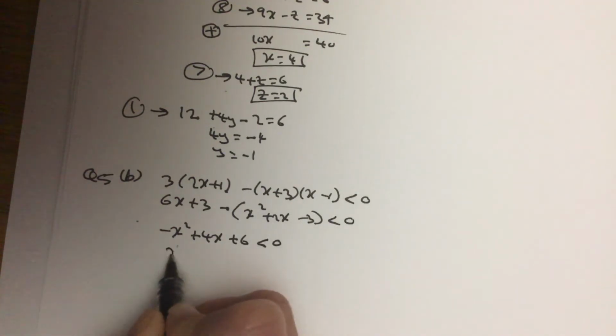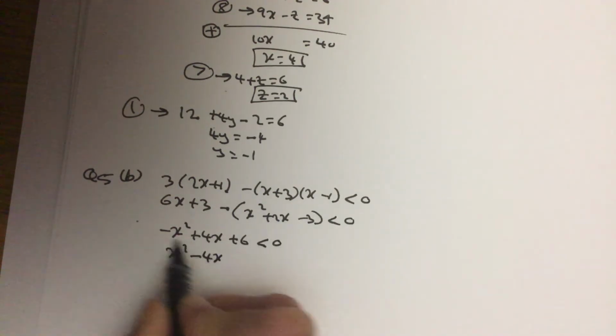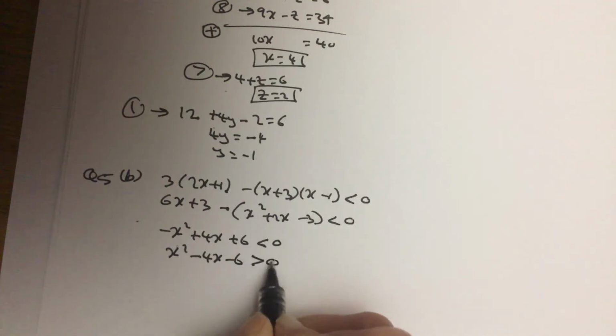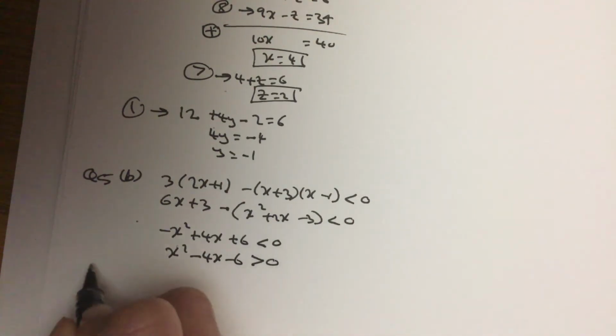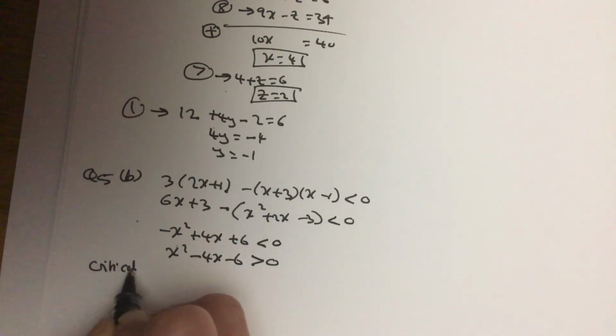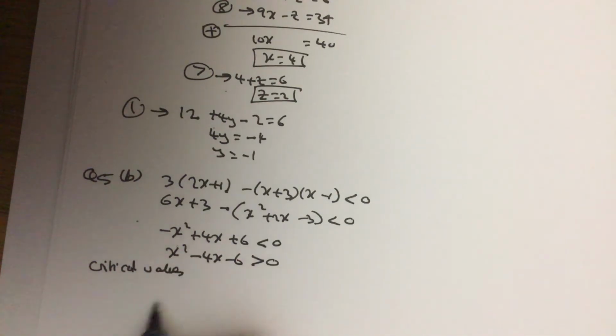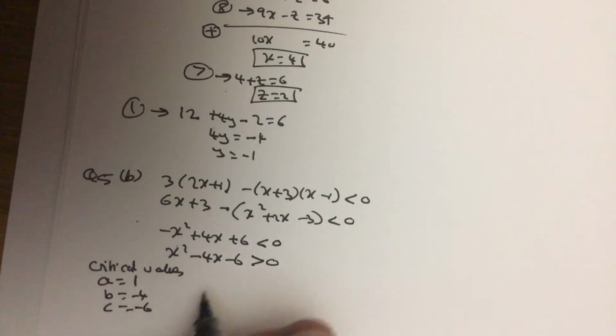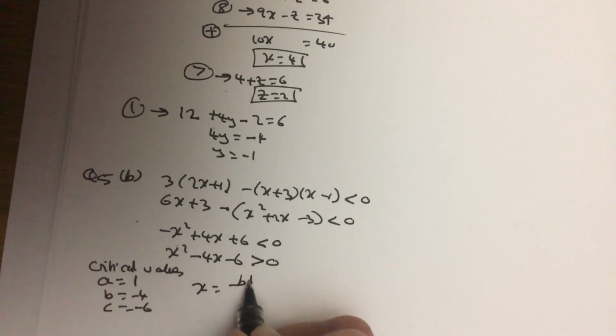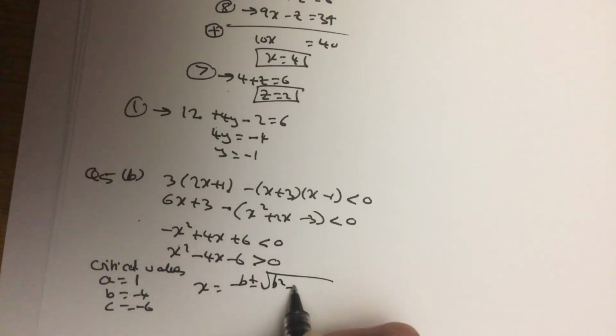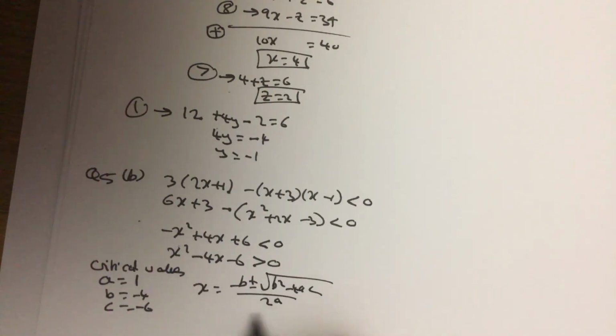I'm going to change all my signs here, because I've got a negative x squared, and just make sure you change the inequality as well. Now, I need to find the critical values. So this doesn't factorize, so use the formula. a is in front of the x squared, b is in front of the x, and c is on its own. So x equals minus b, plus or minus the square root of b squared minus 4ac all over 2a.